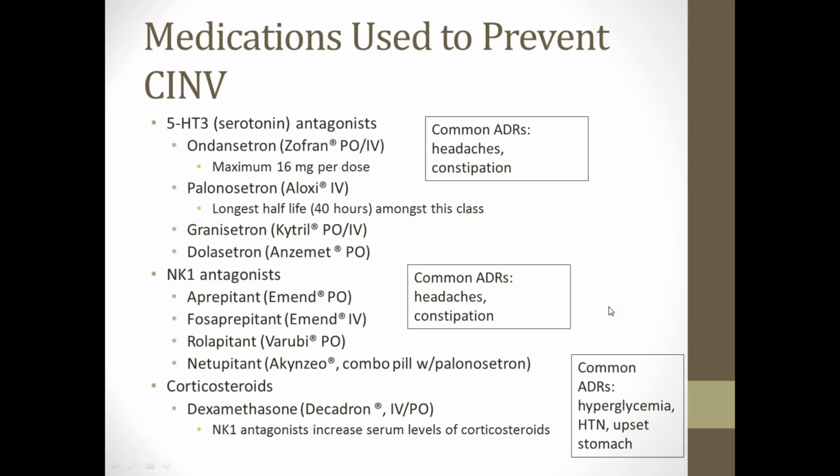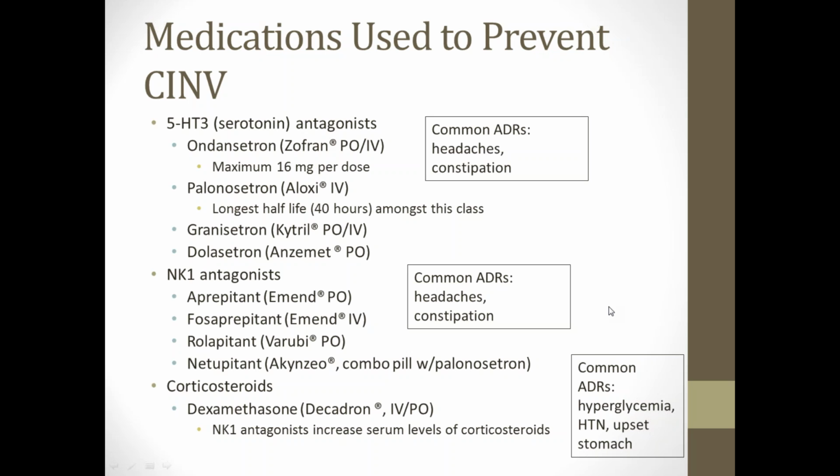Aloxi is the longest acting drug in this class with approximately a 40-hour half-life. So what this means is that if you administer this to a patient on day one of their chemotherapy regimen, it's more likely than not going to work to cover them for at least 3 or 4 or 5 days after the administration of the Aloxi. Again, that's only available IV.